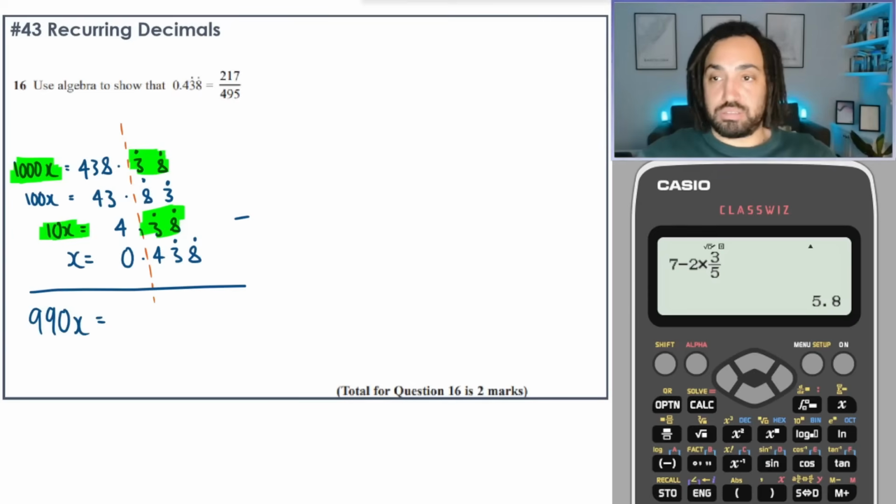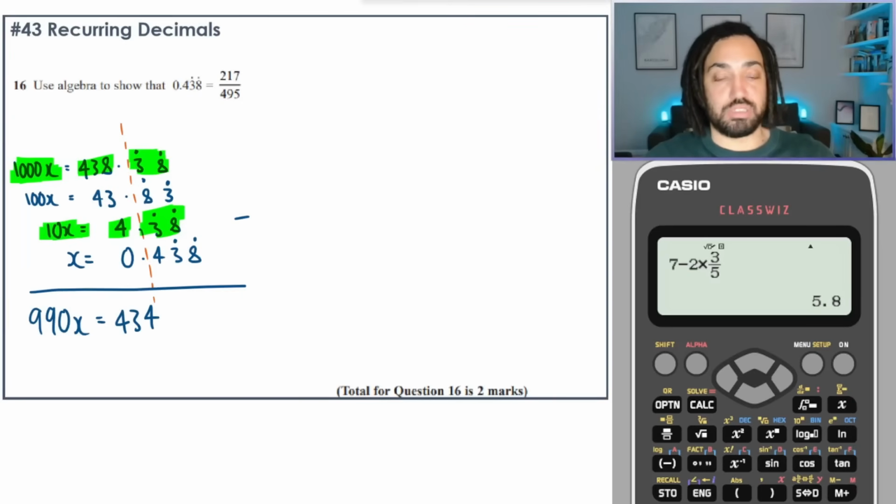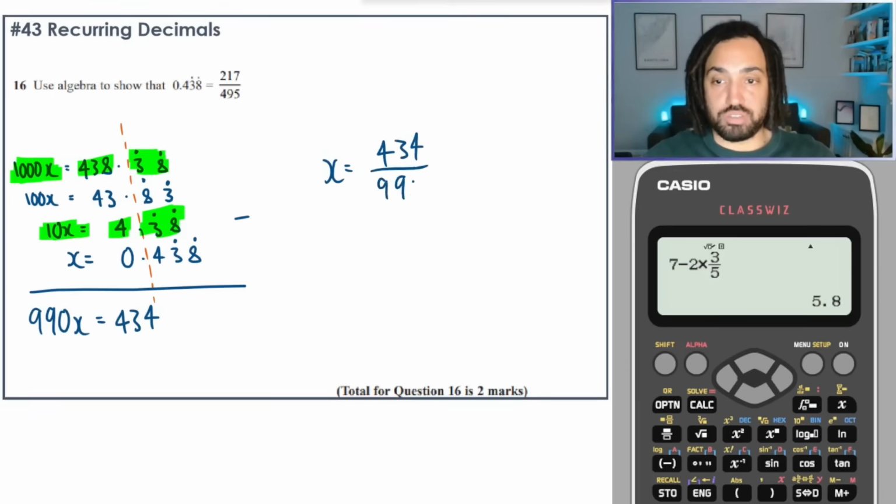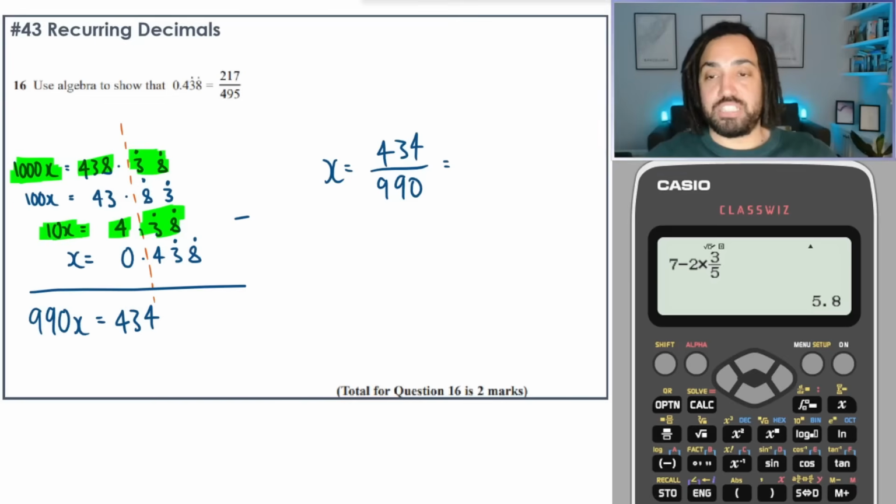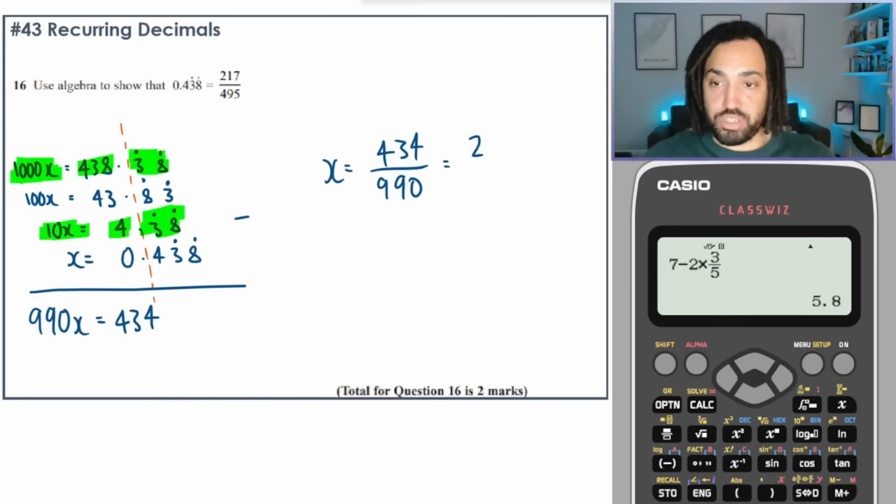And see, let's just colour in the whole of the row. Those decimals will cancel out. So we're just left with 438 minus 4, which is 434. And now we divide through to get 434 over 990. These are both even, so we can divide them by 2. And we get the answer. Perfect.